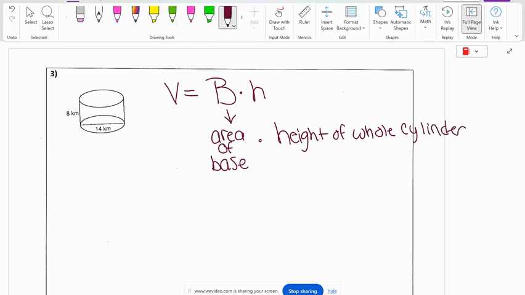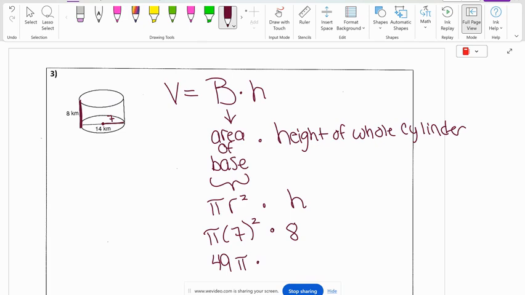All right, what is the base? Yeah, what is the base? It's a circle. And so to find the area of the base, it's a circle, it's pi r squared times h. Well, if the diameter is 14, the radius is 7, so we're pi times 7 squared, and then the height of the cylinder is the side right here, which is 8. So we have 49 pi times 8, and we can multiply these. If we're multiplying 49 times 8, we are going to get the volume is equal to 392 pi kilometers cubed.